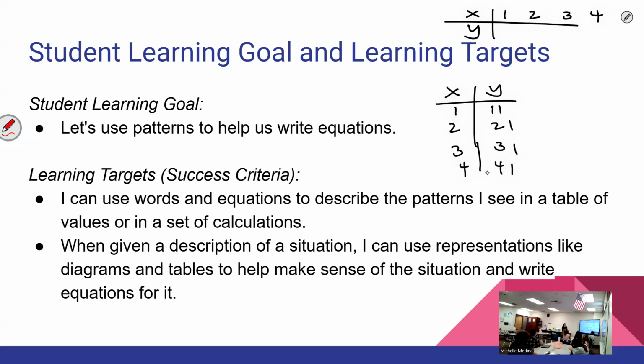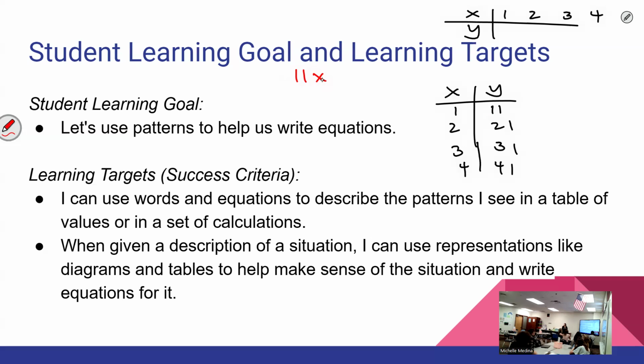Adding 10 is on the table. Does that work for each one? Is 2 plus 10 21? No. So that can't be the pattern, although it worked for the first pair. It needs to work for all the pairs. So what else could I do to 1 to get 11? Multiply by 11? Okay, what's 2 times 11? 22, not 21, so that can't be it. What else could it be?